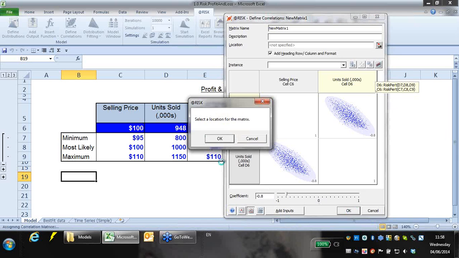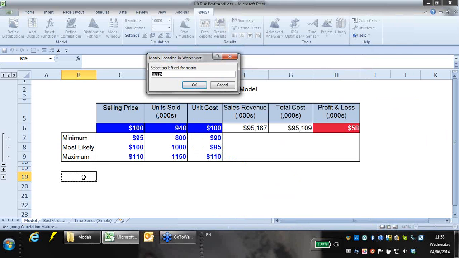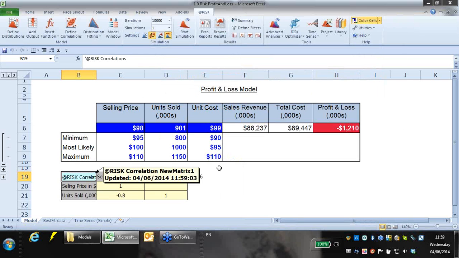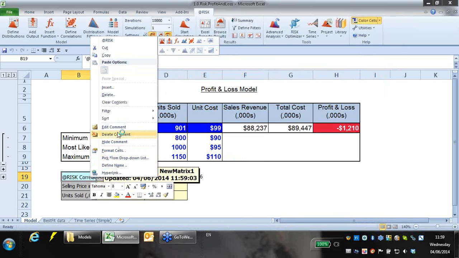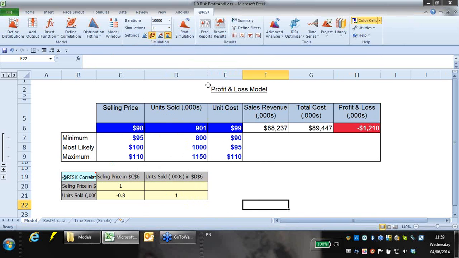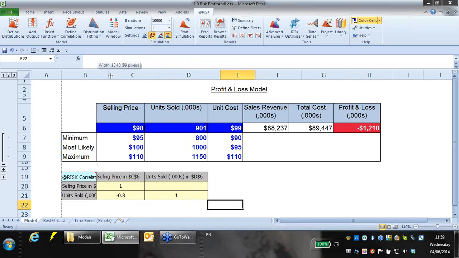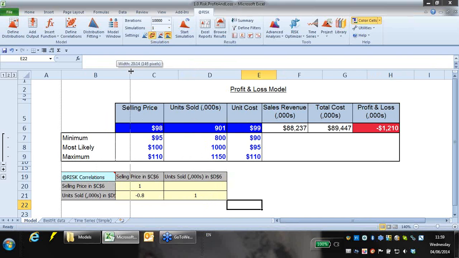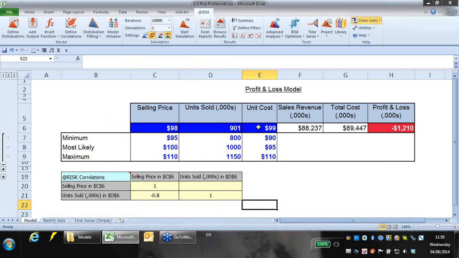So if I now click on OK, @RISK is now asking me whereabouts I want to put this correlation matrix, which frankly doesn't matter, it could be anywhere on my spreadsheet. If I just put it down here, let's hide the comment. And now what I've got here is a correlation matrix. I'll just expand it out a little bit so you can see what's going on, which now shows me the correlation between those variables.